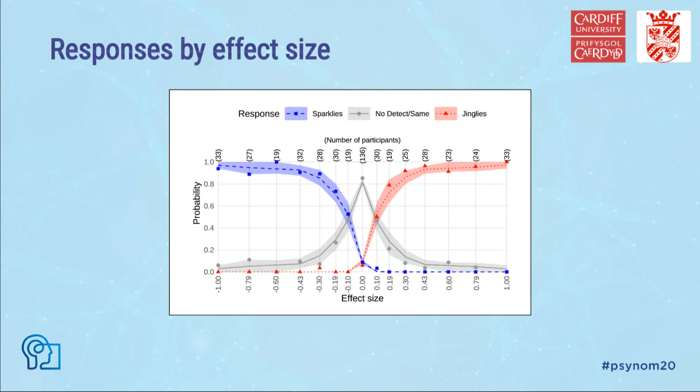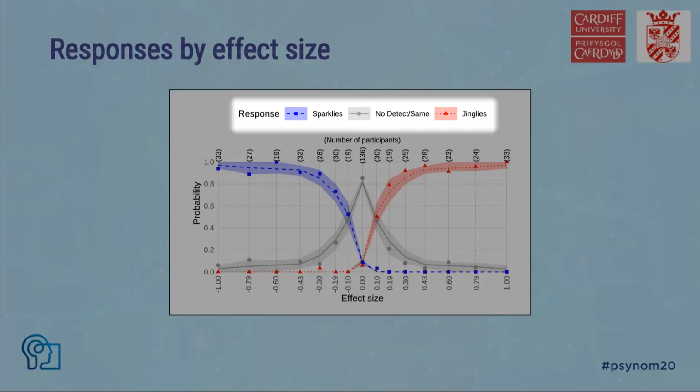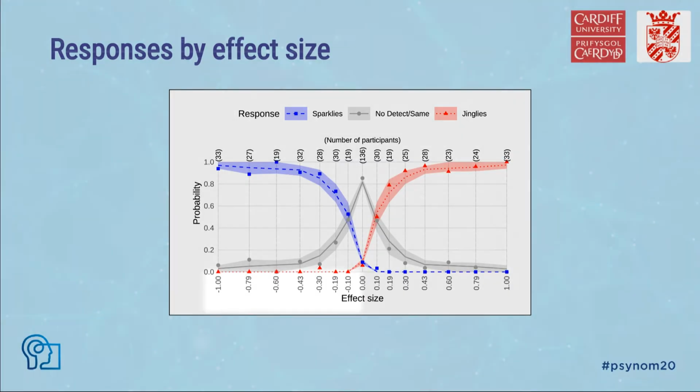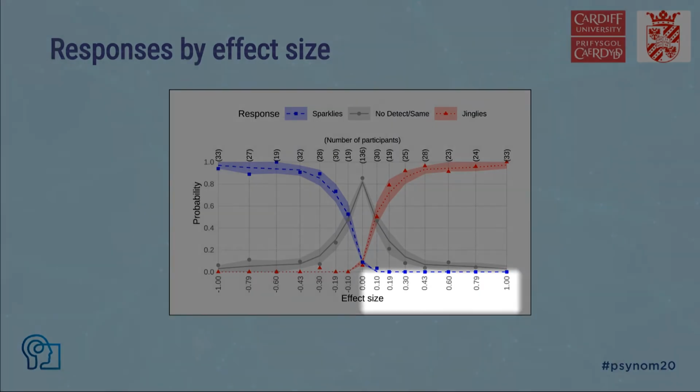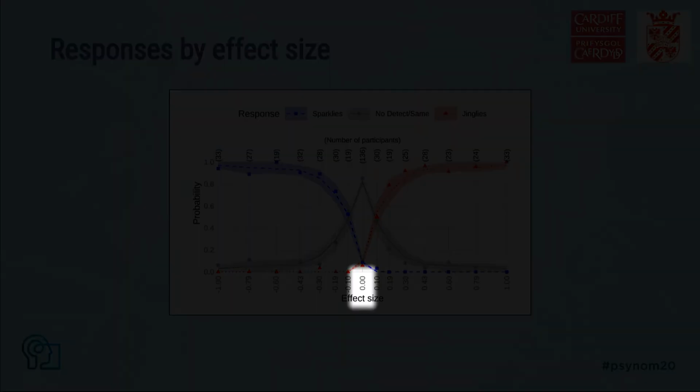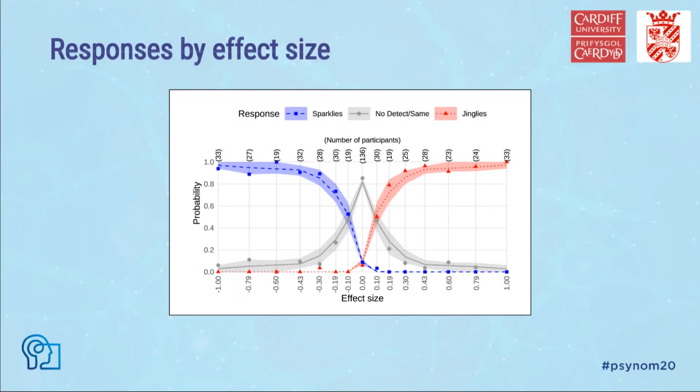Here, I'm showing the proportion of various responses as a function of the true effect size. On the left, the correct answer was sparklies. On the right, jinglies, and in the middle, for an effect size of 0, participants should have either said that they could not detect which team was faster or said that they were the same. The points show the observed proportions. The lines show expected proportions from a simple signal detection model fit, and the shaded bands around the line show approximate standard errors around that line.